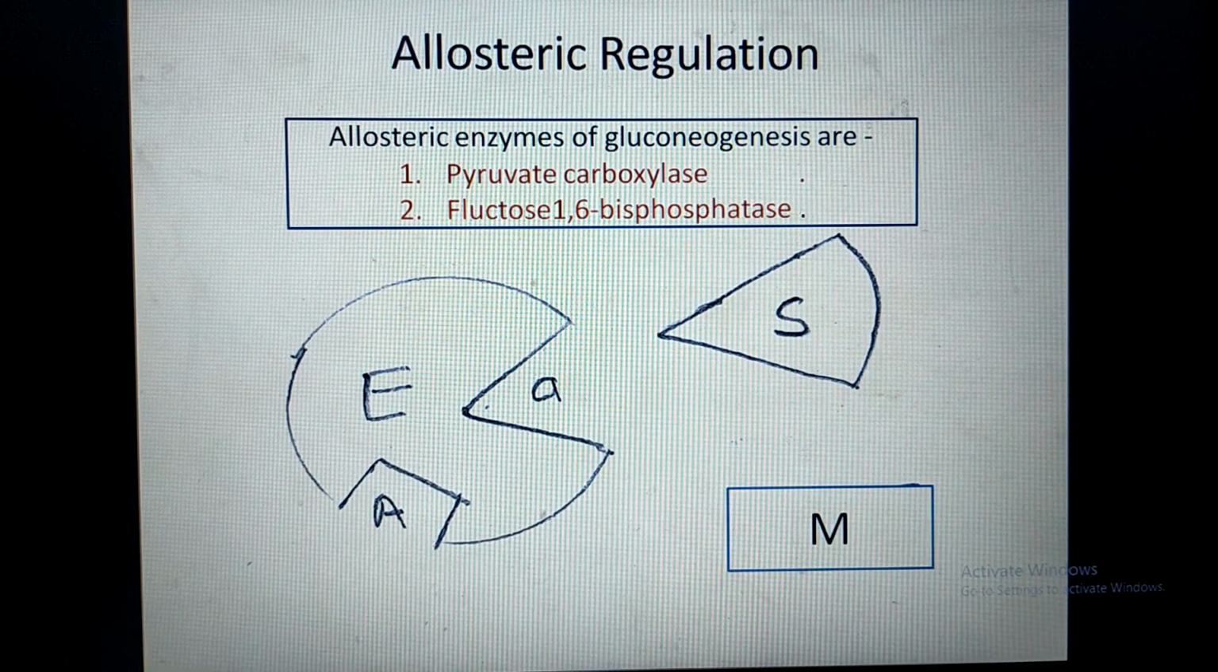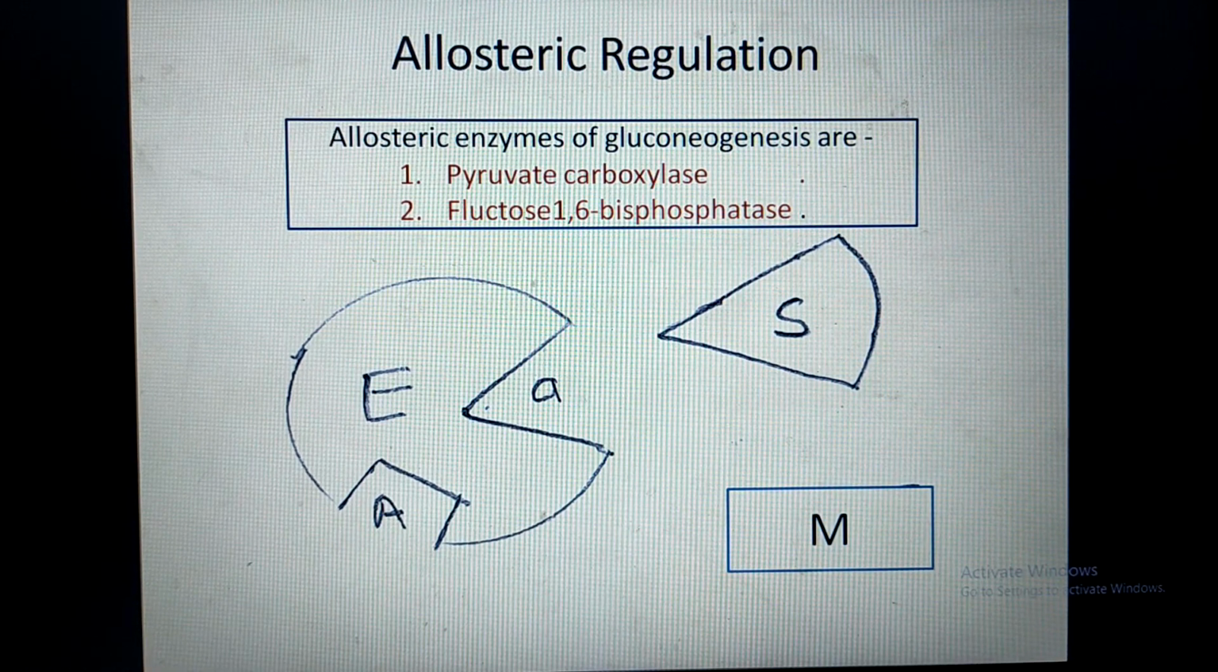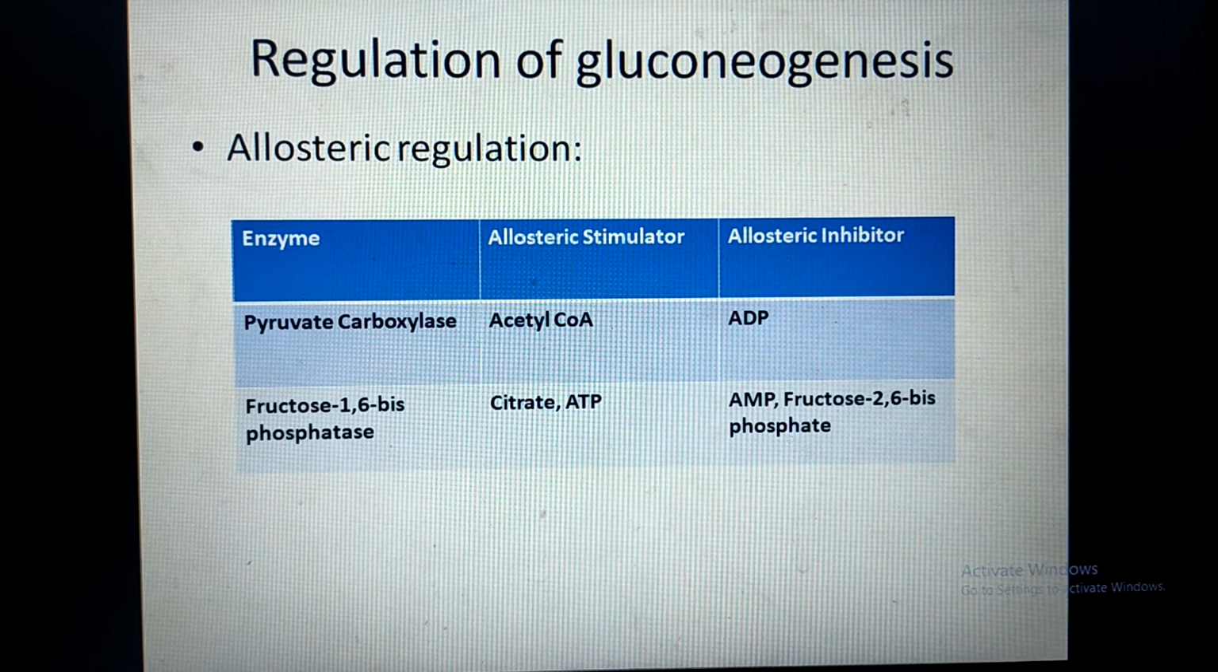Next is allosteric regulation. Two enzymes of gluconeogenesis are very important. These are pyruvate carboxylase and fructose 1,6-bisphosphatase. These are called allosteric enzymes because they have two different sites, one for the active site and the other for a modifier. That site is called the allosteric site. So these enzymes are stimulated or inhibited by the modifier. If the modifier binds at the allosteric site, it stimulates the enzyme. If the modifier is an inhibitor, then the enzyme is inhibited. So these are the allosteric stimulators and allosteric inhibitors of gluconeogenesis.